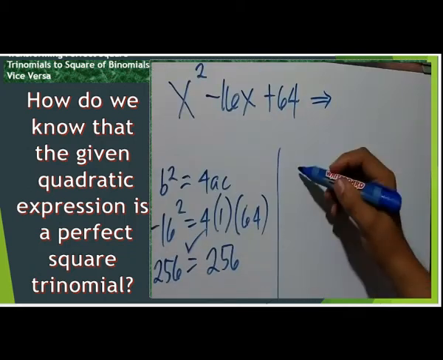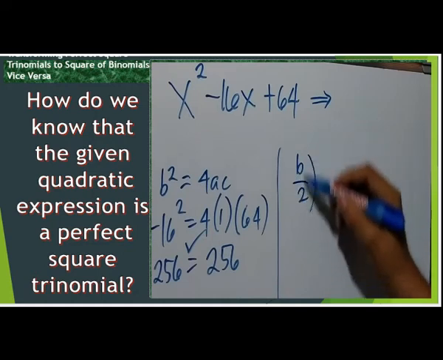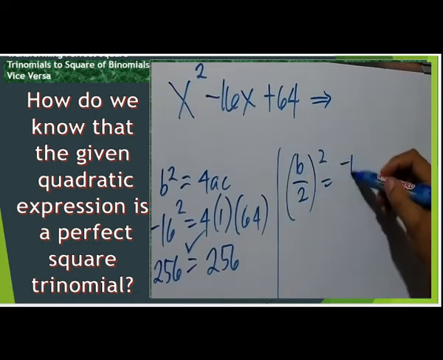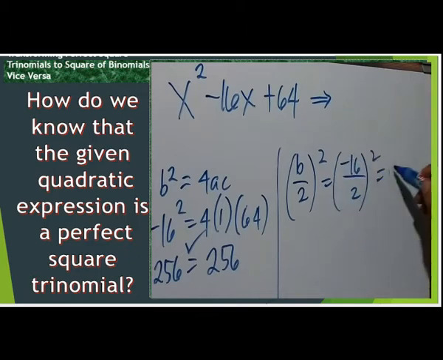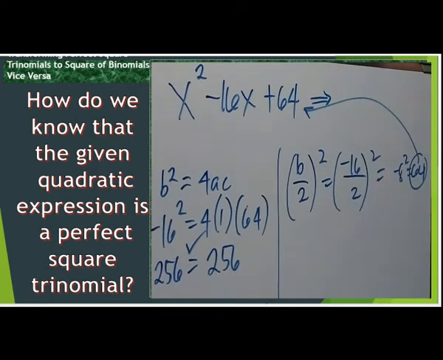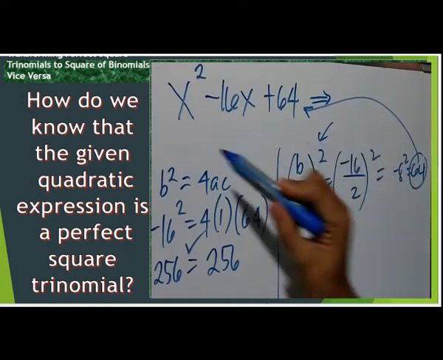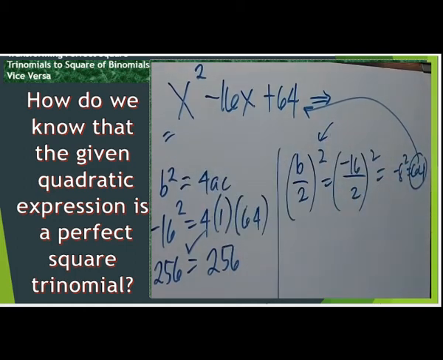How about using b over 2 raised to the second power? You have negative 16 divided by 2 raised to the second power. This is now negative 8 squared, which is equal to 64. So it means to say that x squared minus 16x plus 64 is a perfect square trinomial. We can use this one if the value of a is 1.